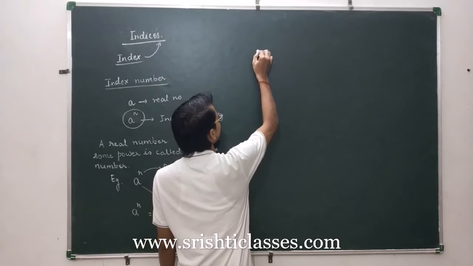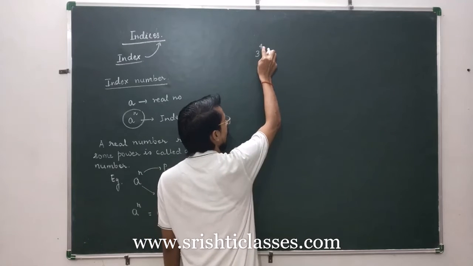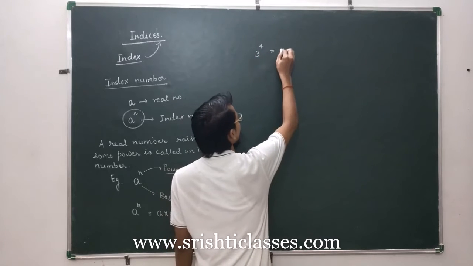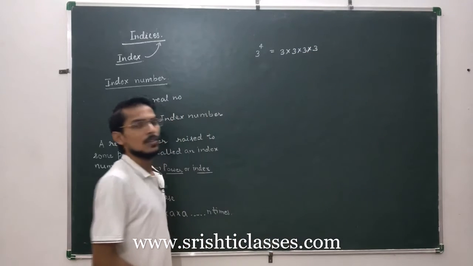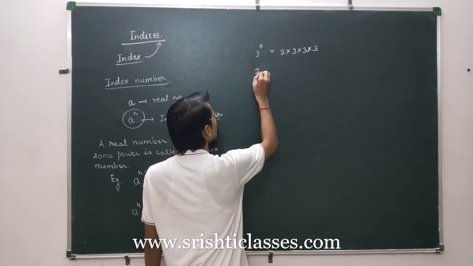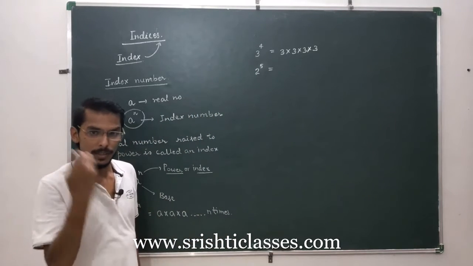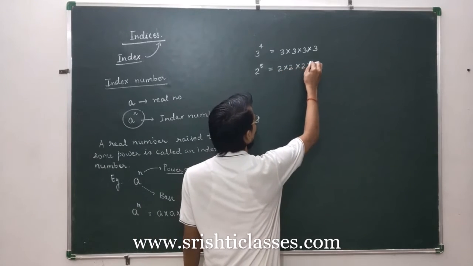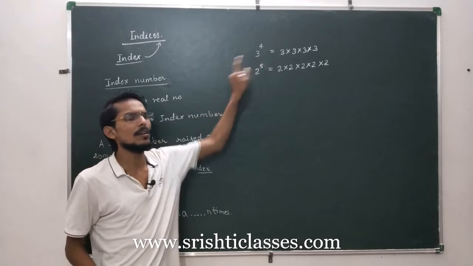Suppose that if you have written 3 to the power 4, it means 3 is base and 4 is power. So you are going to multiply 3 for 4 times. That is 3 into 3 into 3 into 3. So in short form you can write 3 raised to the power 4. Similarly, if you write 2 raised to the power 5, then it means you will multiply 2 with 2 for 5 times. That is 2 into 2 into 2 into 2 into 2. This is the expanded form of 2 raised to the power 5.